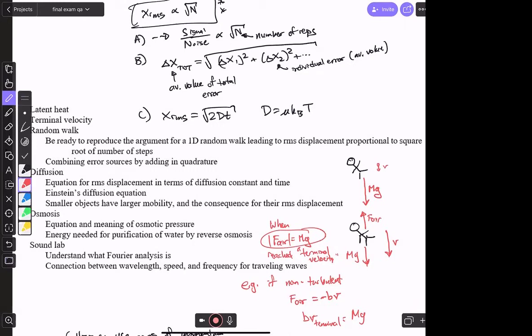Okay, and so here the net force would be 0, right? Correct. At terminal velocity. Okay. Oh, good. Thank you.